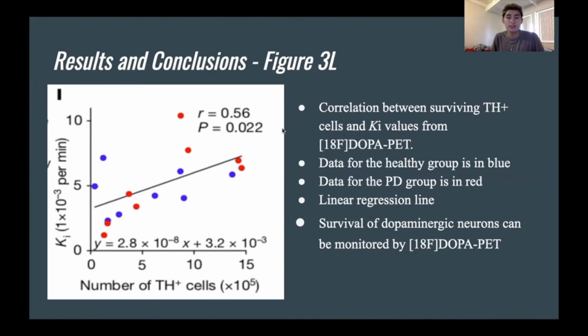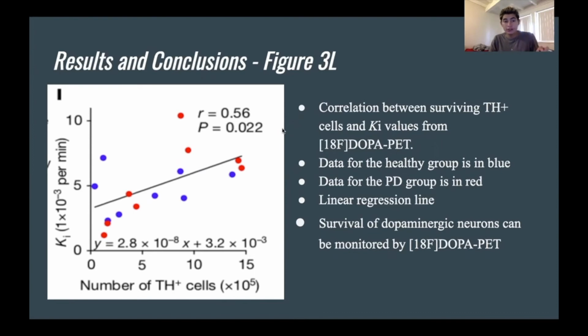First things first, this graph represents the correlation between the surviving TH cells and the Ki values from 18F dopa PET. I know some of us may not know what 18F dopa PET is, so I took the liberty of doing some research. It is the agent that measures the uptake of dopamine precursors for assessment of presynaptic dopaminergic integrity. It has been shown to accurately reflect the monoaminergic disturbances in Parkinson's disease, which is really cool, and is why they're using it in this experiment to begin with.